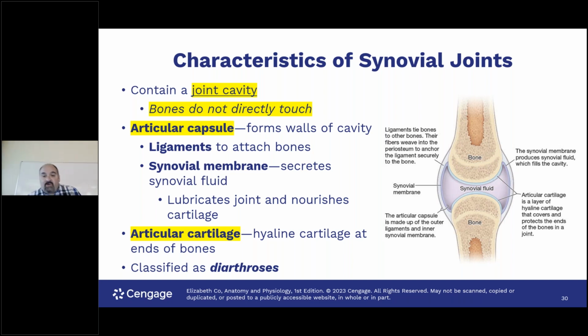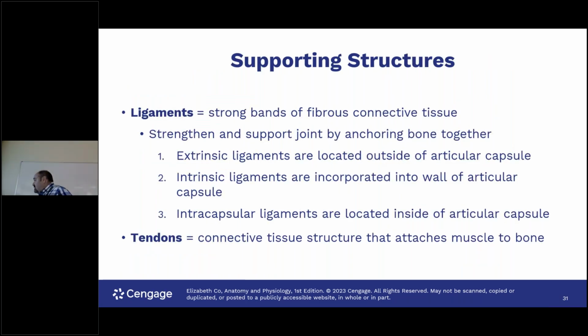And of note also, does bone rub on bone? In healthy joints? No, right? There is articular cartilage at the ends of bone, and the articular cartilage is hyaline cartilage, okay? Ligaments and tendons, we get that as far as bone to bone, ligaments, muscle to bone, tendons.